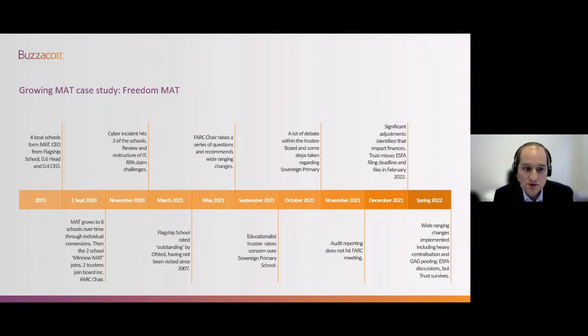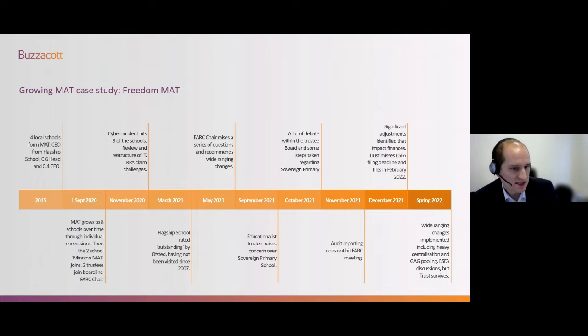But all the schools within the trust were in a good position, and they wanted to have a degree of autonomy over their operation of each of the schools. And this concept of autonomy was quite key in the setting up of the trust, and in the ethos that they put together when setting up the trust. And the CEO of the trust at the start was the head of Flagship School, and he had 0.6 still as head, but 0.4 FTE, so 2 days a week as the CEO of the trust.